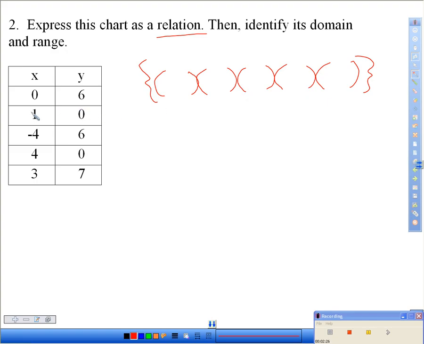Alright, so at that point, I'm just going to list our x value with our y value. So our x coordinate is 0 and our y coordinate is 6. Our x coordinate is 1 and our y coordinate is 0. Our x coordinate is negative 4 and our y coordinate is 6. Our x coordinate is positive 4, our y coordinate is 0, and then our x coordinate is 3 and our y coordinate is 7. So our x and our y coordinates need to be listed in parentheses with a comma, just as we would write an ordered pair.